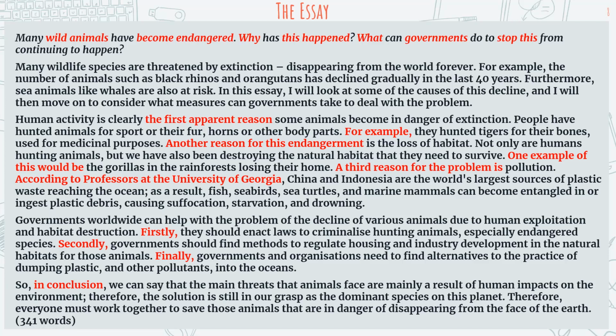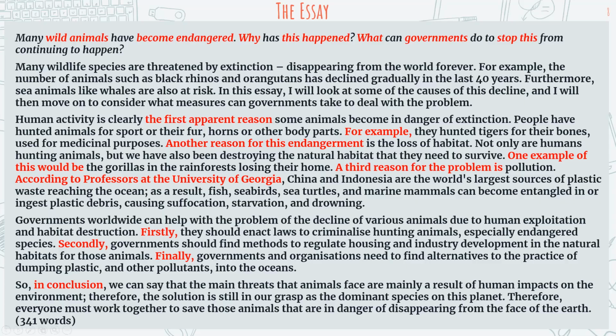Okay, so this is the paragraph, three causes of animals becoming in danger of extinction. And I give two examples, one for the first and second reasons, and I give a fact for the third one. Okay, now we need to move on to the solutions.